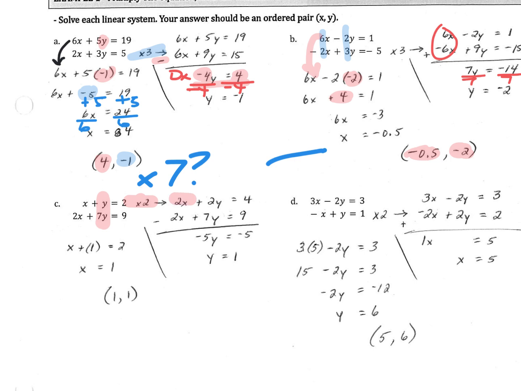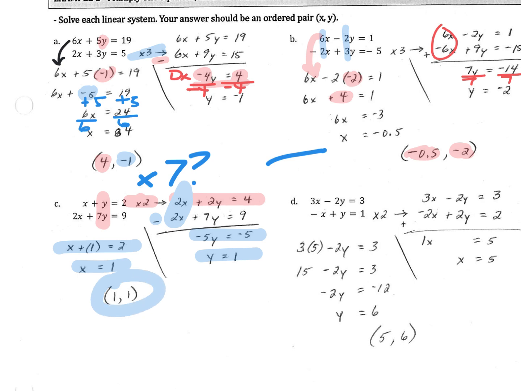Now we get this new equation right here, 2x plus 2y equals 4. Because these 2's have the same sign, we subtract. 2 minus 2 is 0. So we get negative 5y equals negative 5. Divide both sides by negative 5, we get 1. Plug 1 back into the first equation, we get 1 again. So here's our answer.